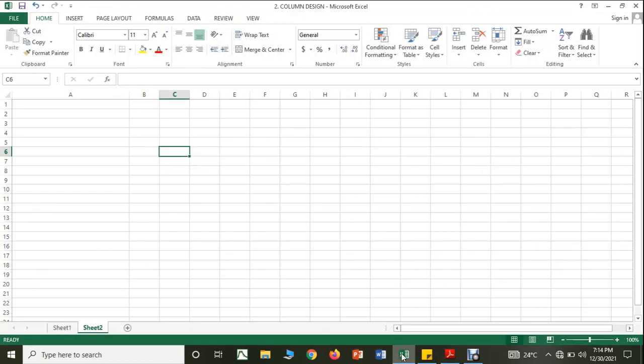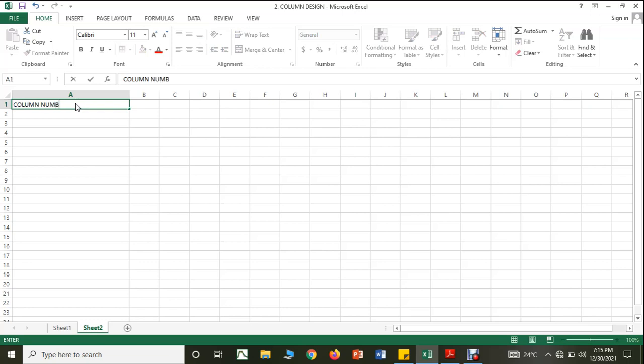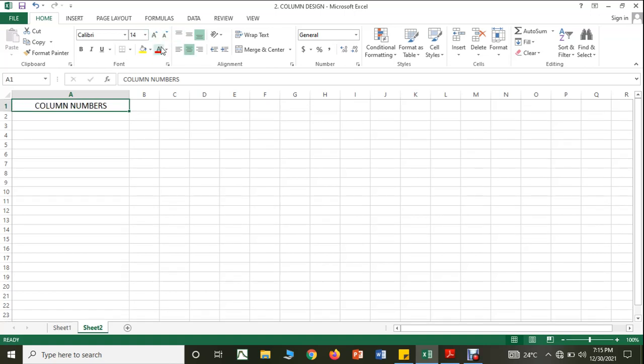Let me open one Excel sheet, and let me give first the column number. So this is the column numbers. This is an input value, and let us keep it in the middle. Let us increase the size, and let us give some coloring. This will be my column numbers.